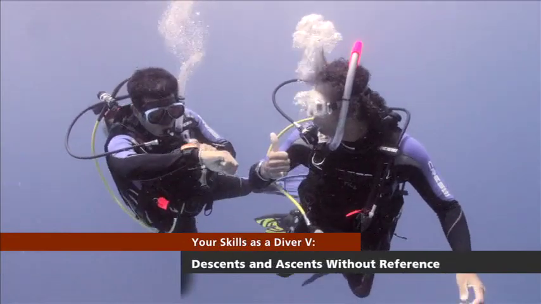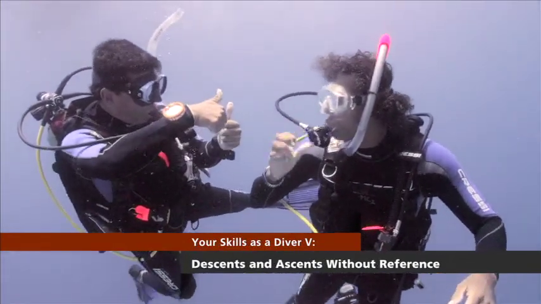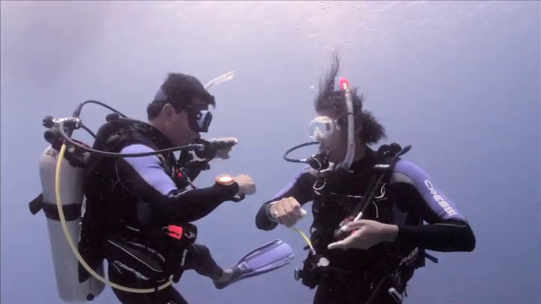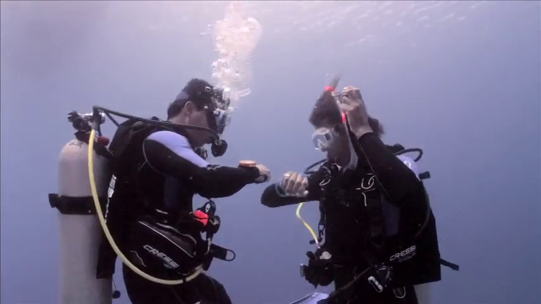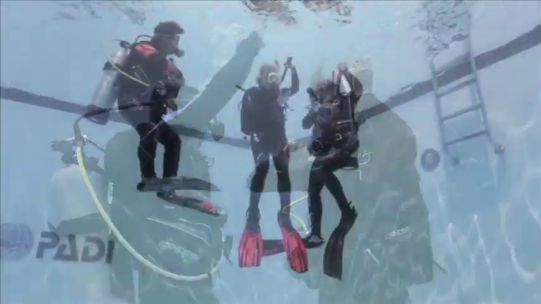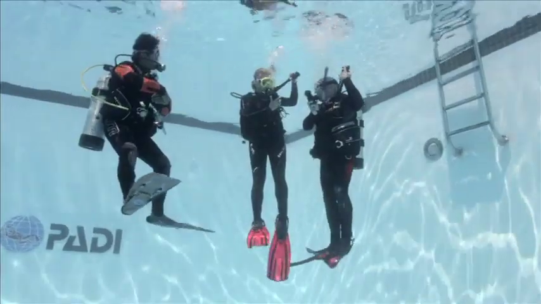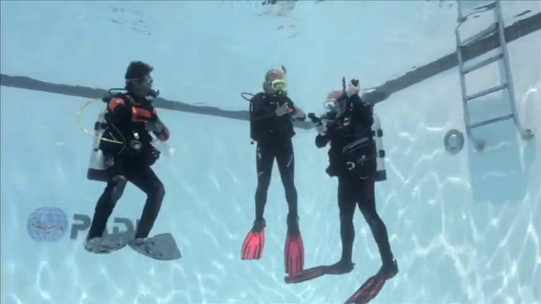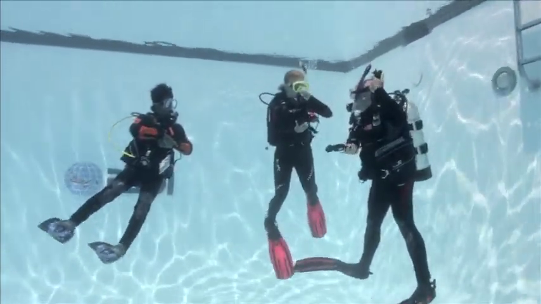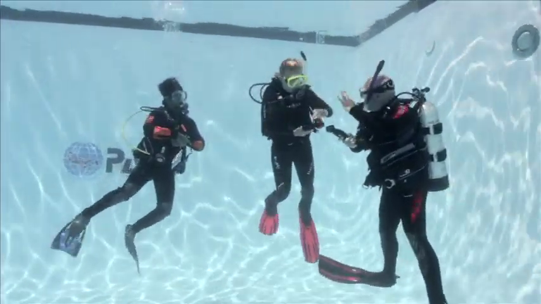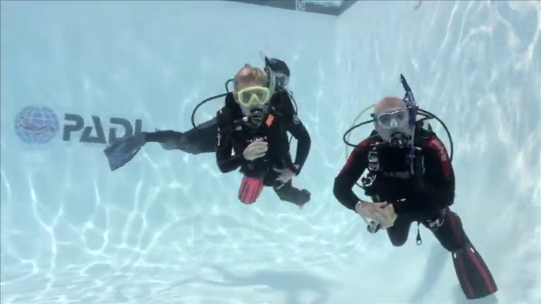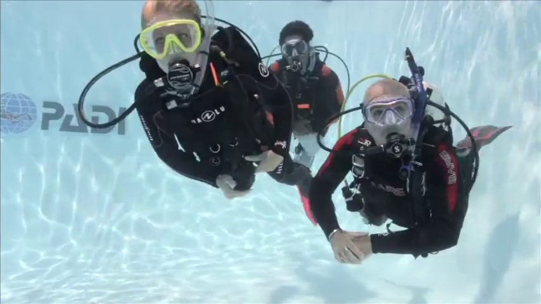Sometimes you have to descend or ascend without a reference that you can see or touch. Follow the same 5-point descent and ascent steps you've already learned, but watch your computer and control your speed with your BCD. To practice this in confined water, ignore any visual clues and reference your body and your computer. As you descend, equalize, maintain contact, and adjust your buoyancy. Don't rush. It's easier to control a slow descent than a rapid one.